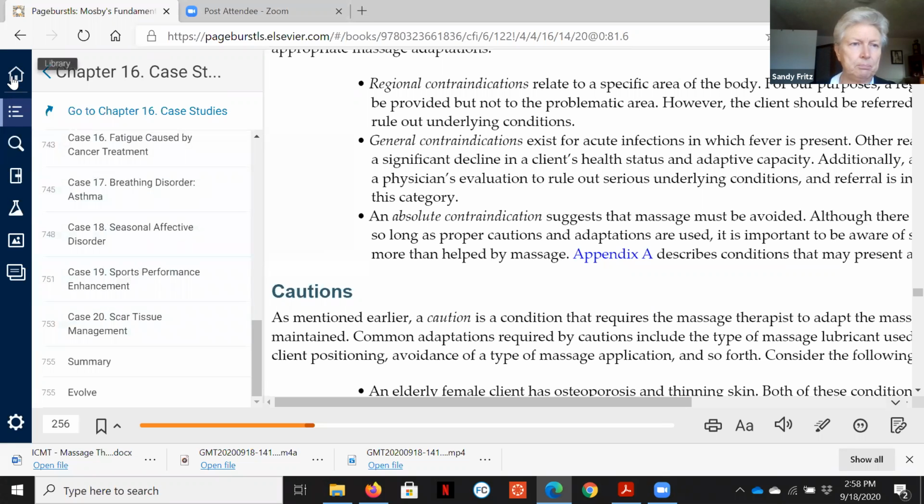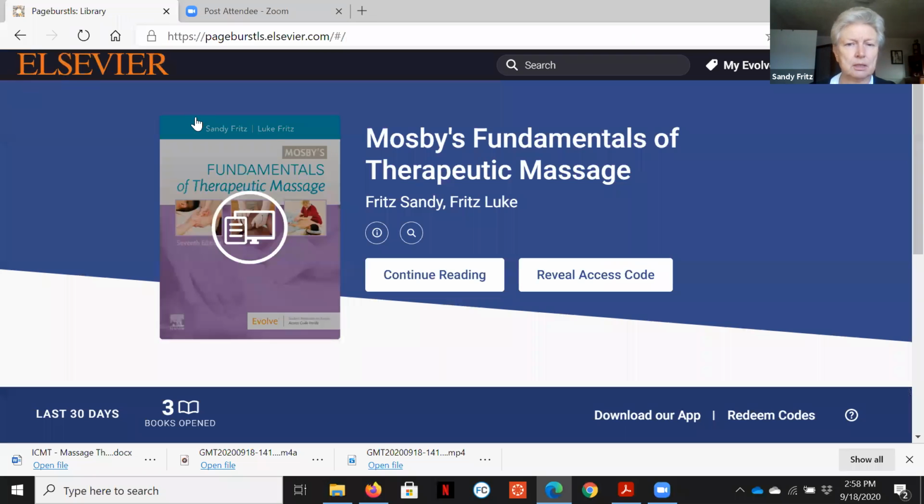So let's get back out here. So Mosby's Fundamentals of Therapeutic Massage, what a journey. What a journey. It's a good book. I like it.